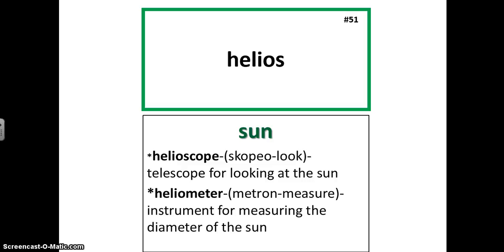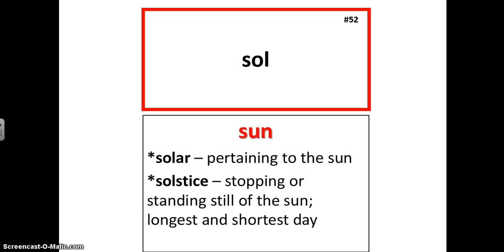Here's one you don't need to remember, helium. Why do we put helium in balloons? Because they rise up toward the sun. Get it? Let's move on. Root number 52 is sol. That also means sun. Anytime you see this AR at the end of a word, that little suffix means relating to, pertaining to, having to do with something. So solar means pertaining to the sun. For example, think about solar batteries, solar energy, solar power. All of it comes from the sun.